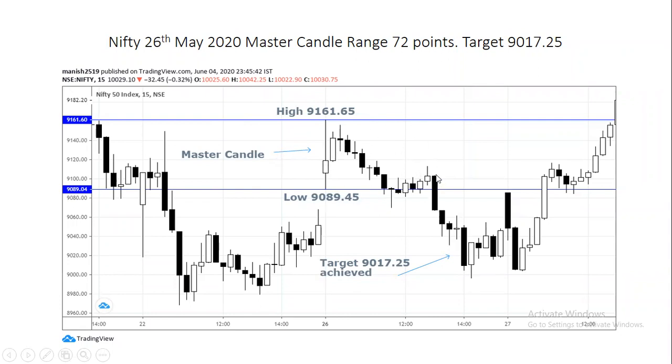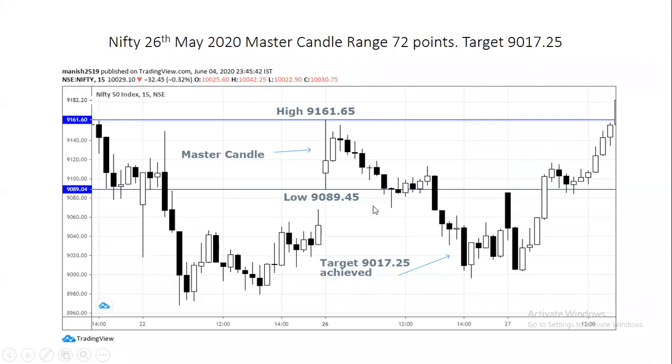And finally, we got big breakdown. Now by looking at breakdown candle, you can say bears are active. This is very strong bearish candle. So at the time of breakout or breakdown, we want strong candle. It should look like a convincing breakout or breakdown. Short trade is triggered. This candle break and close below master candle low. So guys, target will be 9089 minus 72 points. Okay, 9017 target achieved in this candle. So this was 4 candles trade after breakdown.